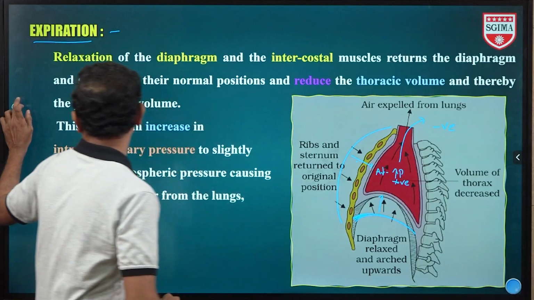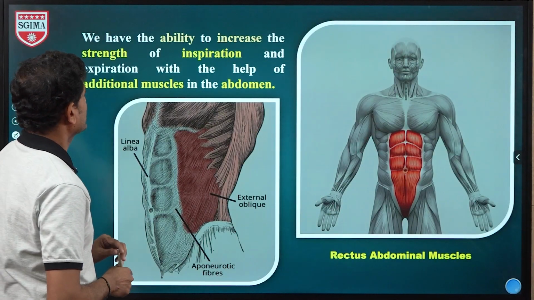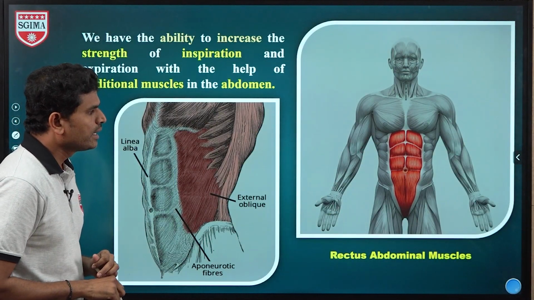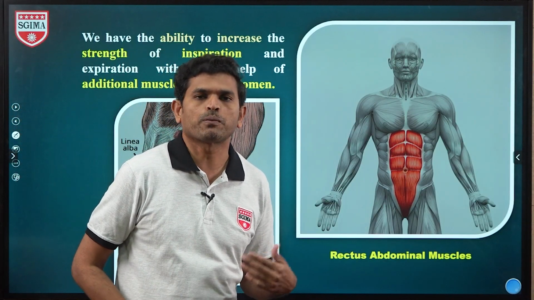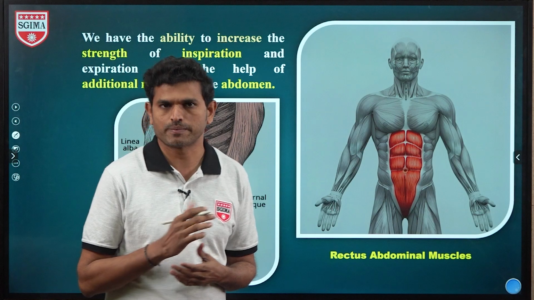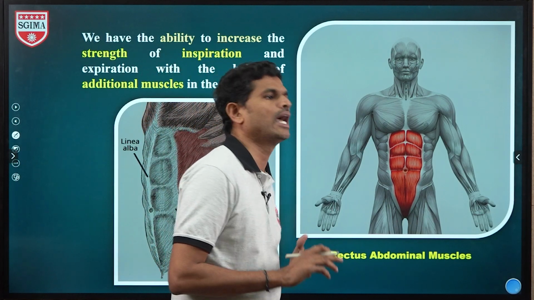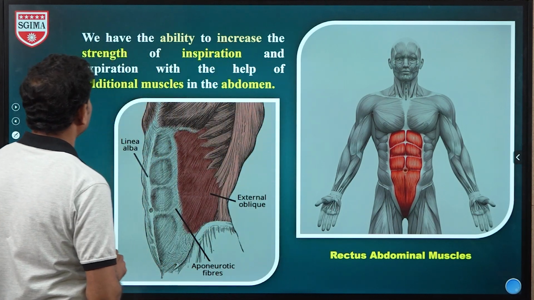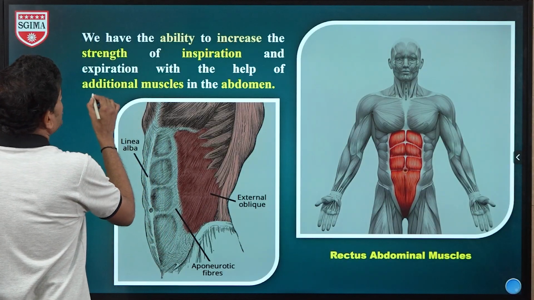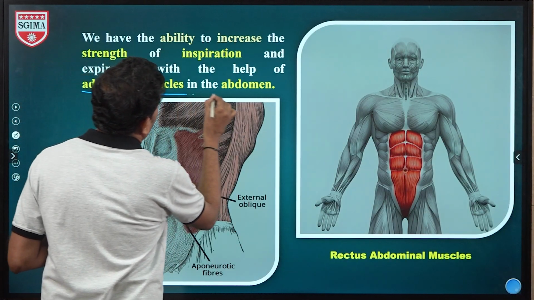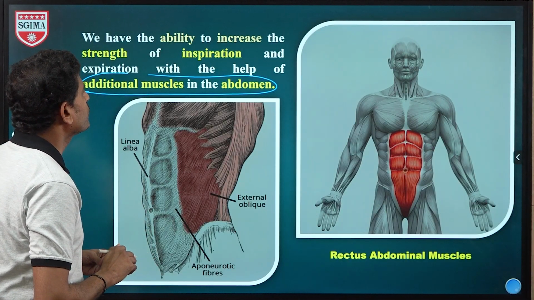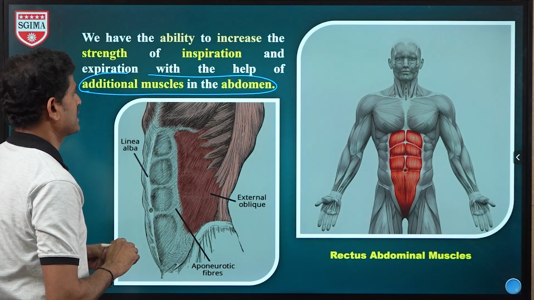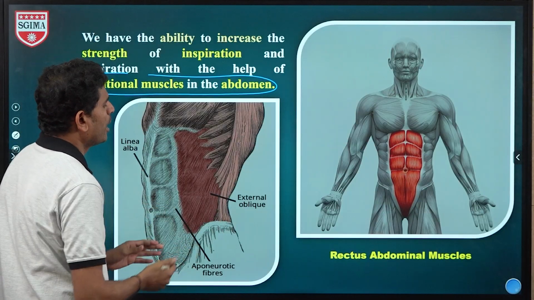Okay, here only. Then finally, which muscles are useful for forceful inspiration and forceful expiration? According to NCERT, there are additional muscles in the abdomen. These help for forceful inspiration or expiration. Okay, so these are abdominal muscles.